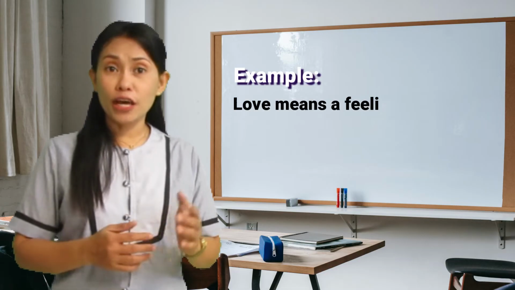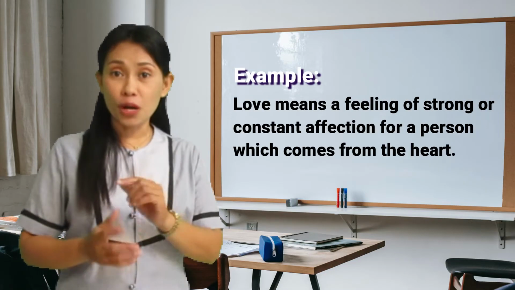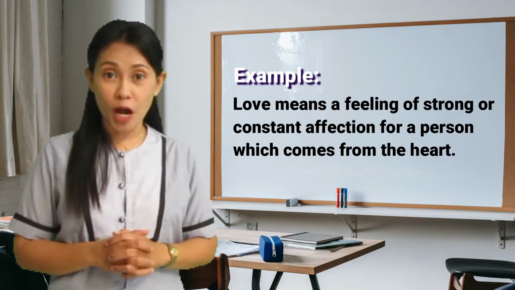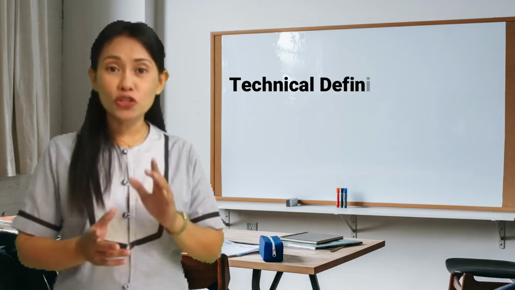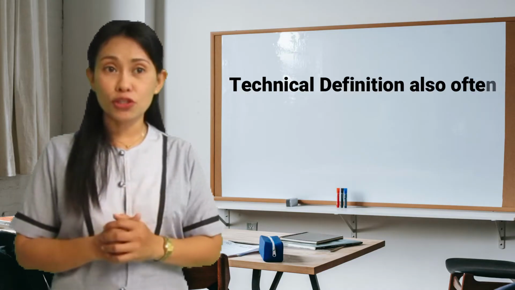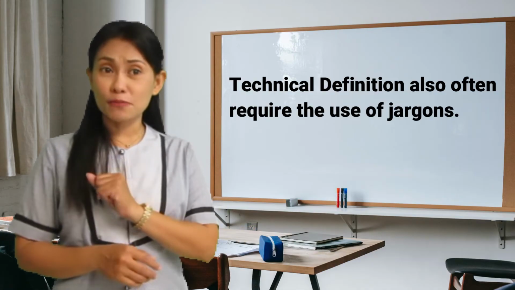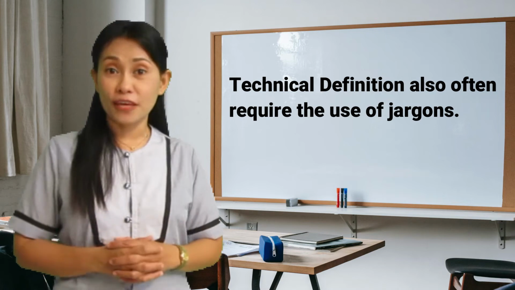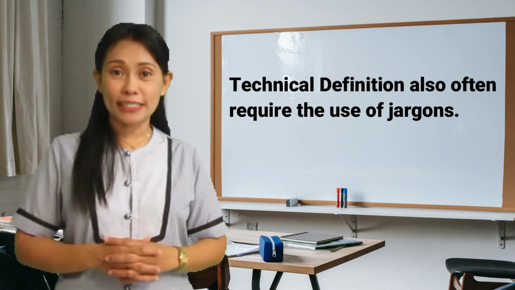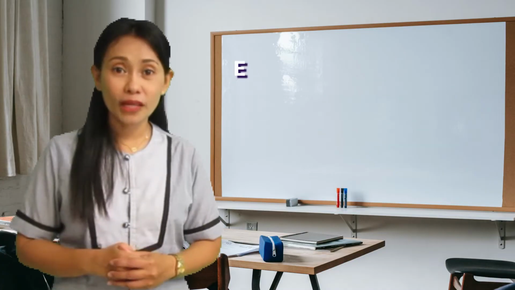Example, love means a feeling of strong or constant affection for a person which comes from the heart. Technical definition also often requires the use of jargons, because the definition is meant to be read or understood only by people belonging to the same field, job, or specialization. We call this technical terms.